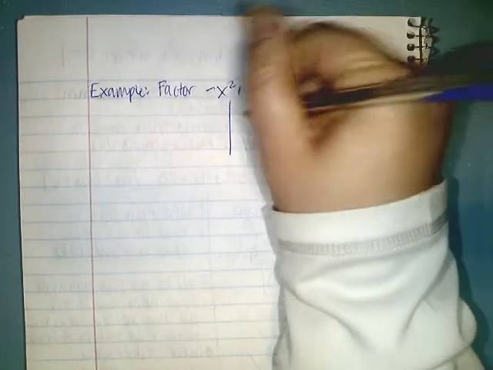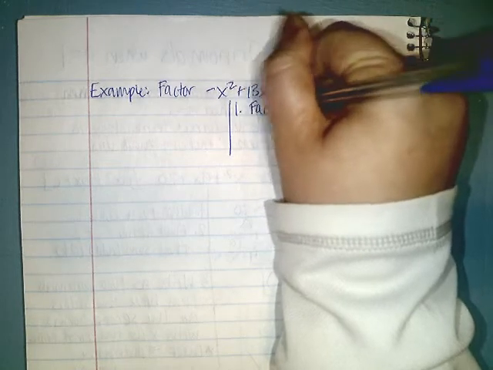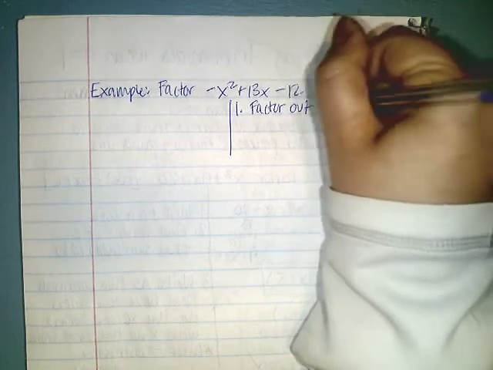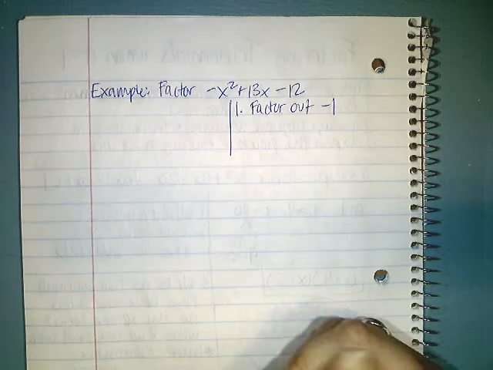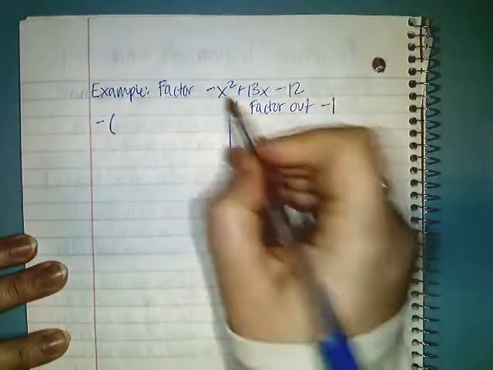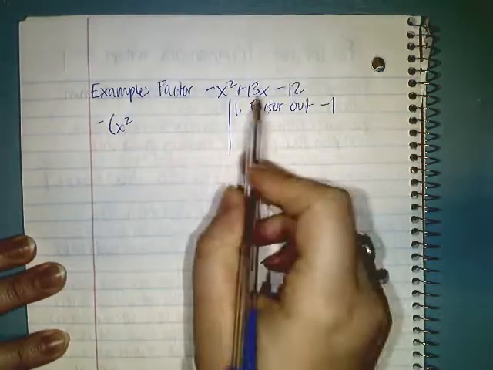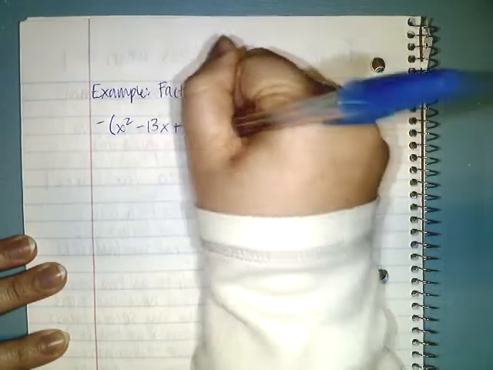So I'll show you what I mean. Step 1, I want us to factor out -1. So before I identify A, B, and C, I'm going to factor out -1. So I'm going to have negative, I'm dividing each term by -1, so that becomes, inside the parentheses, positive x squared minus 13x plus 12.